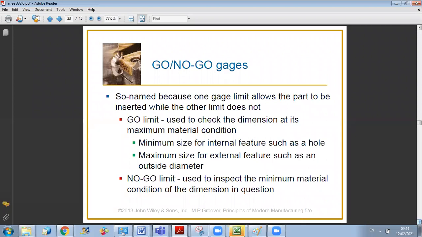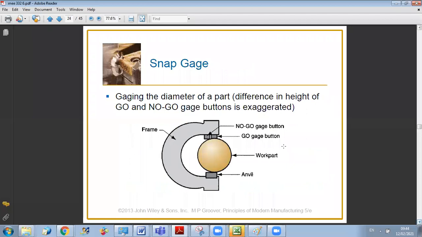Now, other types of gauges used are go, no-go gauges. They are named like this because one gauge limit allows the part to be inserted, while the other will not. Now, the go limit is used to check the dimension at its maximum material condition. To understand this, let us see what the go, no-go gauge is here.